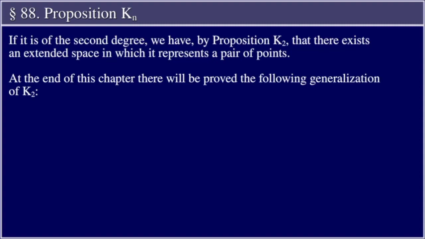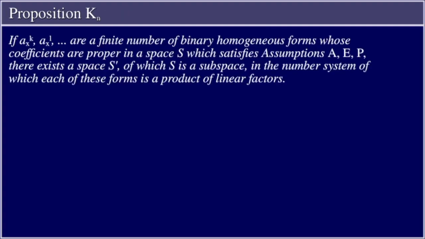At the end of this chapter, there will be proved the following generalization of K2. Proposition Kn. If a_x^k, a_x^l, ... are a finite number of binary homogeneous forms whose coefficients are proper in a space S which satisfies assumptions A, E, P, there exists a space S' of which S is a subspace, in the number system of which each of these forms is a product of linear factors.